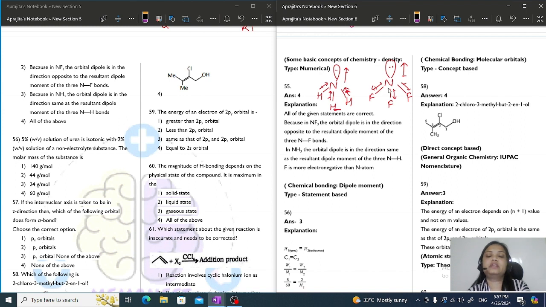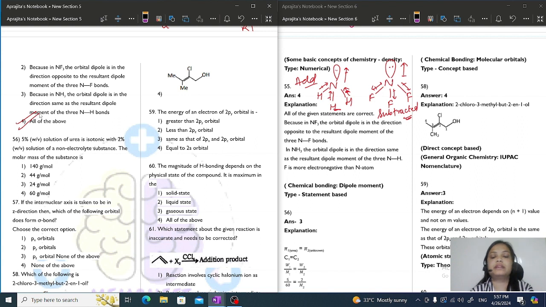So in NF3 the orbital dipole is in the direction opposite to the resultant dipole. So the net effect would be subtracted when we calculate the net dipole moment. That is why here addition is taking place and here subtraction. So NH3 has more dipole moment than NF3. So yes, all of the above statements are correct. That is the case.